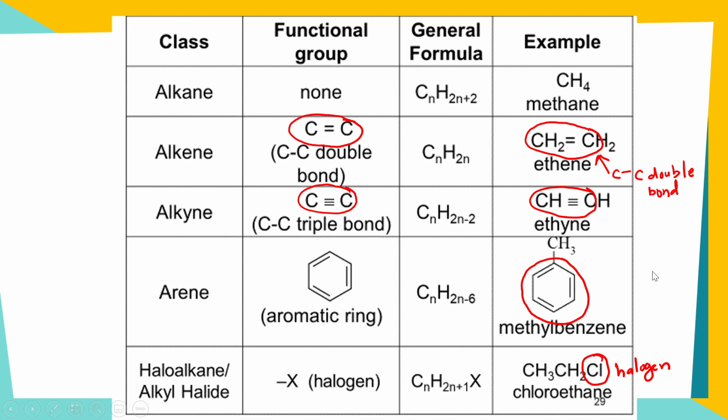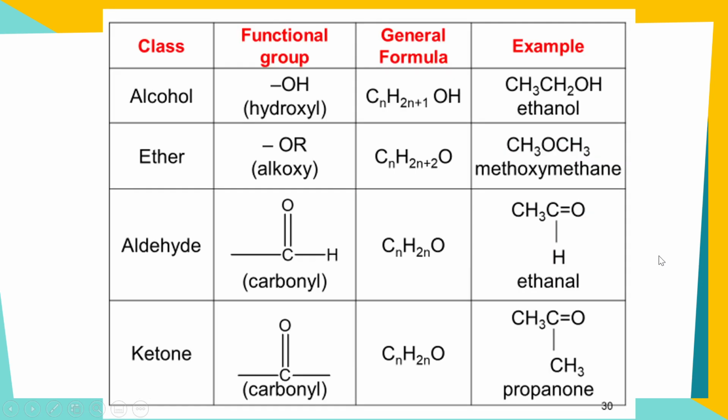Alright, so we look at another example. We have alcohol as a class of compound, and the functional group is OH. In this molecule, for example ethanol, this is the functional group, and we label it hydroxyl. So the functional group is hydroxyl, and the class of the compound is alcohol.